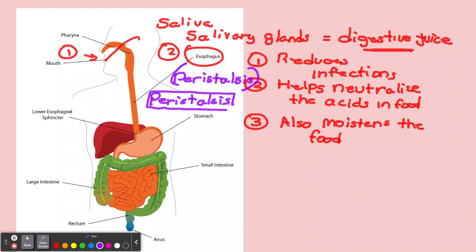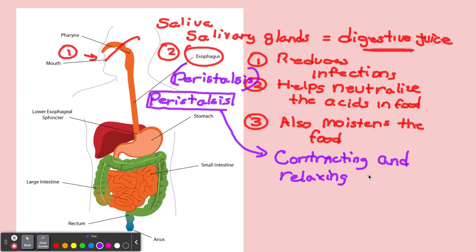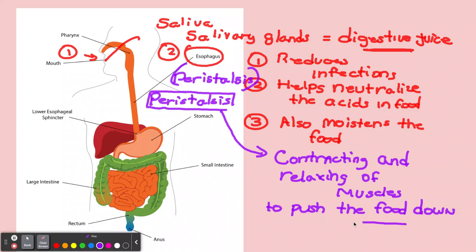It's the relaxing and contracting of muscles in the GI tract to help push food down. So peristalsis, bring the arrow over here. It's contracting and relaxing of muscles to push the food down. And of course, every time you eat, this is happening. Peristalsis.